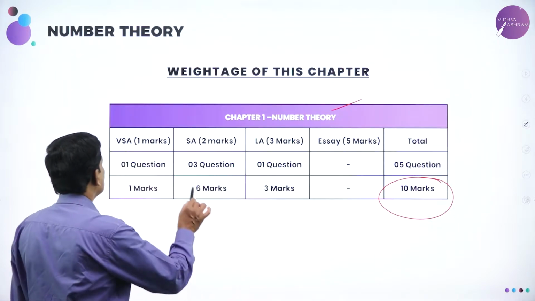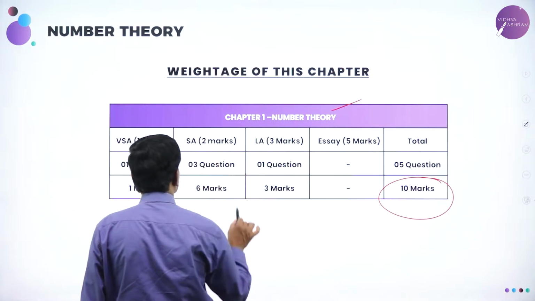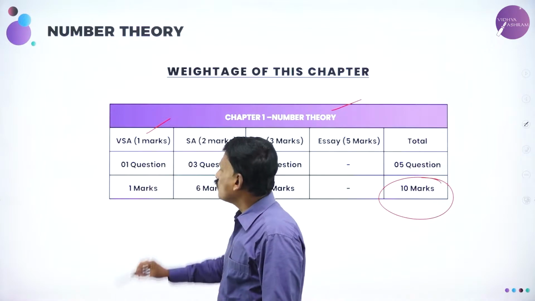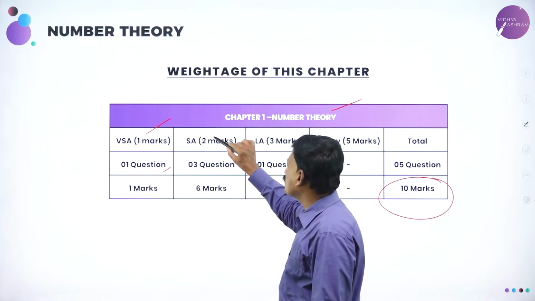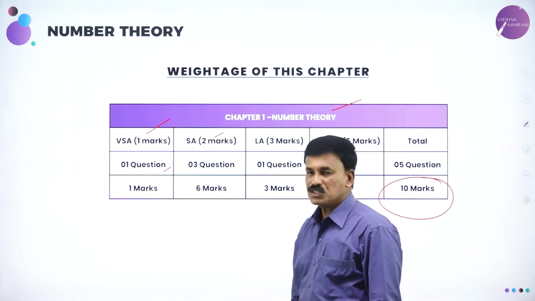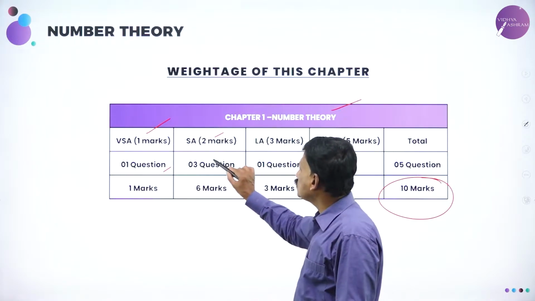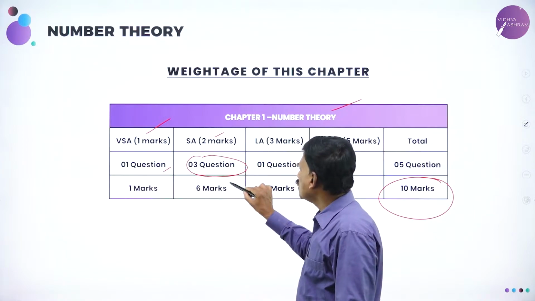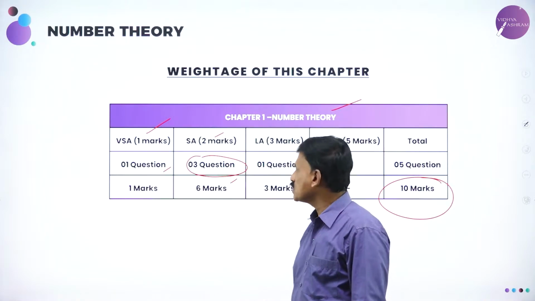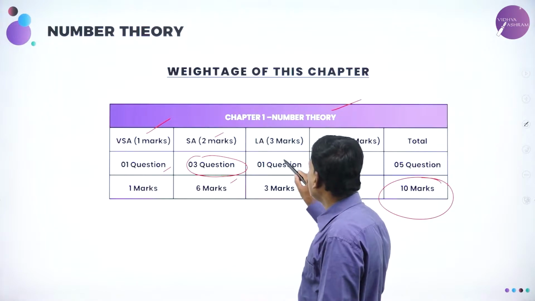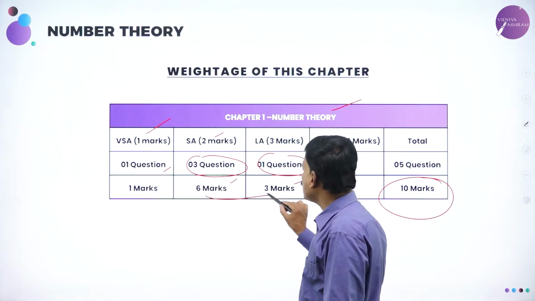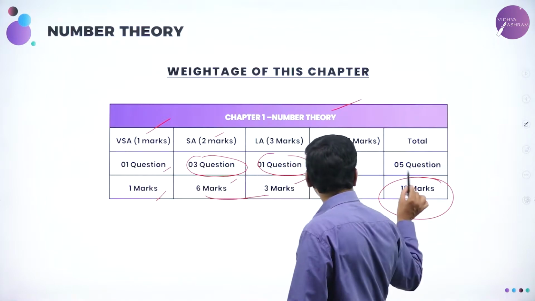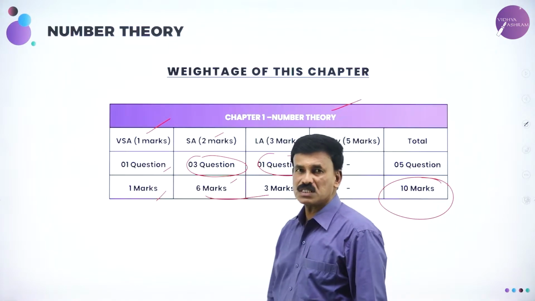So the very short answer question is a 1 mark question. You will get 1 question for 1 mark. And short answer questions, that is for 2 marks, you will have 3 questions. So totally from 2 marks questions, 3 questions, you will get 6 marks. And 1 long answer question, that is 1 question for 3 marks. So 6 plus 3, 9 plus 1 is 10. Totally the weightage for this chapter is 10 marks.